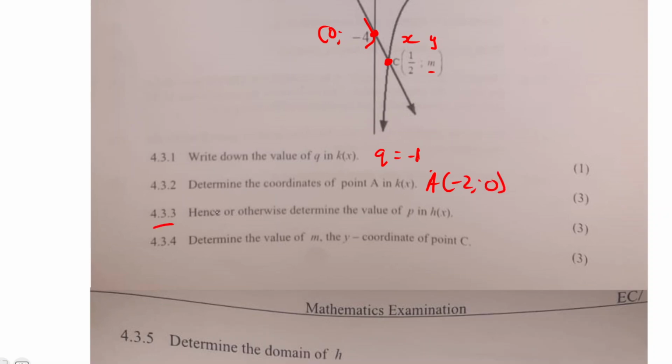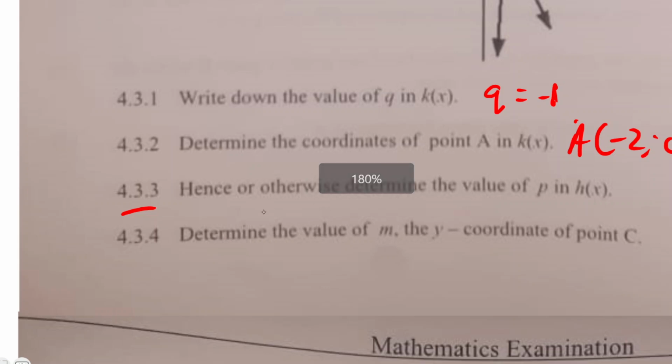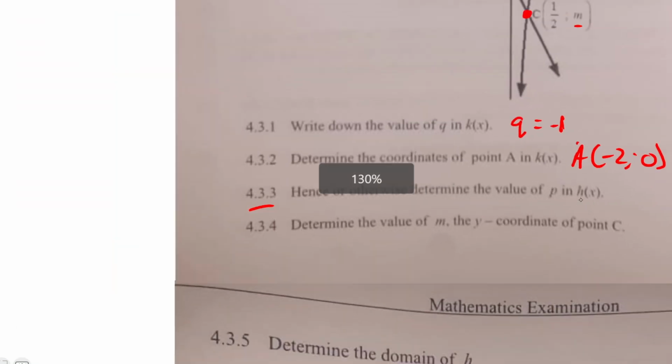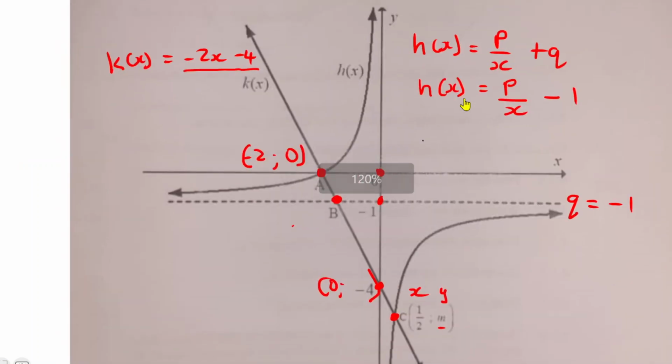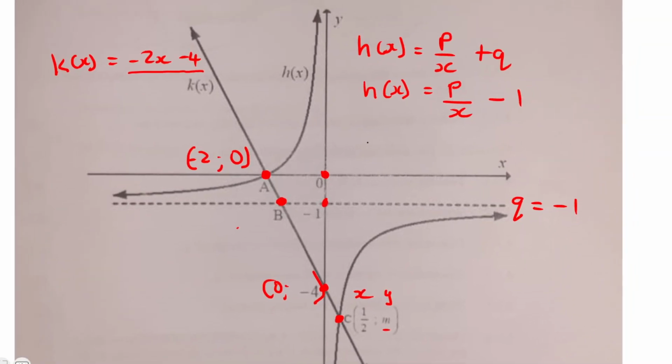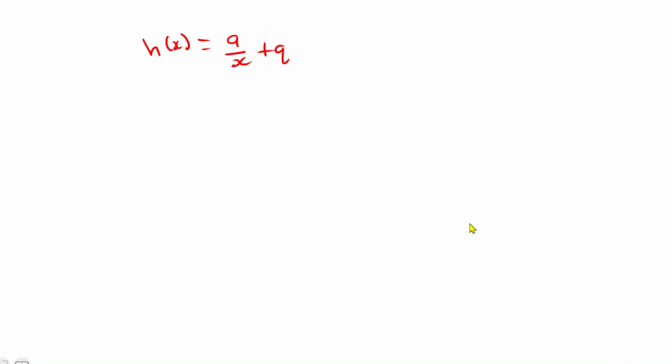Let's do now 4.3.3. It says, hence or otherwise determine the value of P in h of x. Where is P? Now P is in the hyperbolic equation. Remember, we used to write the hyperbolic equation as h of x is equal to a over x plus q. Yes, we used to write it this way.